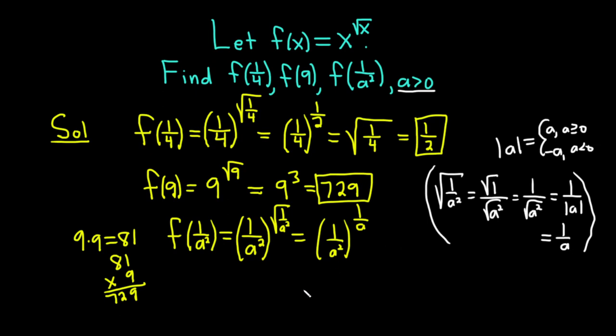Continuing in our example, this becomes the a-th root of 1 over a squared. Whenever you have 1 over a, that goes here. And we know that the square root of 1 over a squared is 1 over a. Same thing because a is positive. We just have 1 over a as our answer. So f of 1 over a squared is equal to 1 over a.